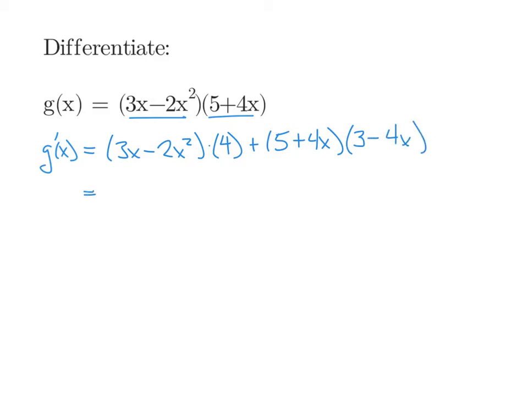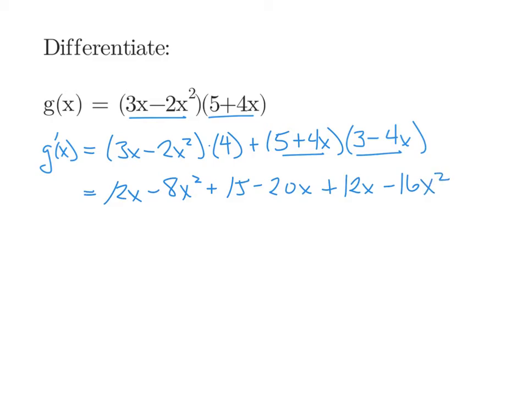If we were to clean this up a little bit, I'd distribute the 4. And then multiply our binomials over here to give us what? 15 minus 20x plus 12x minus 16x squared. And we combine like terms, getting negative 24x squared, and then we will have plus 4x plus 15.